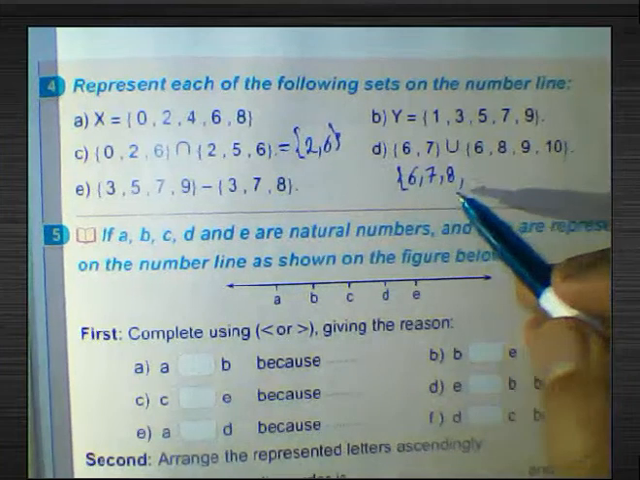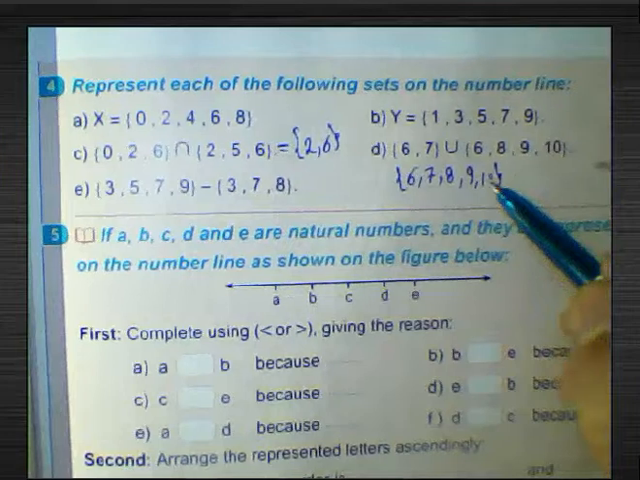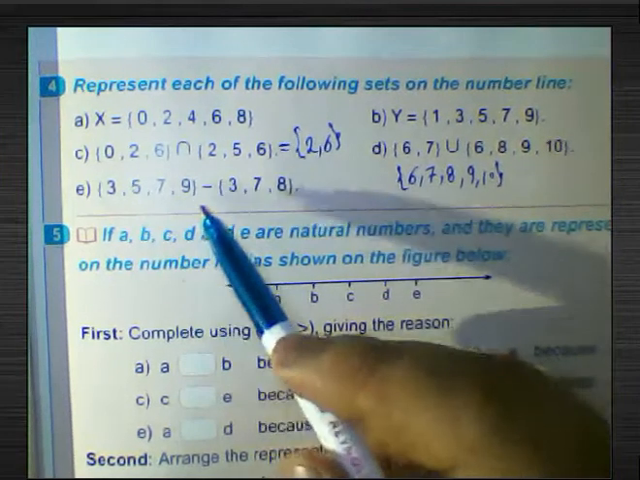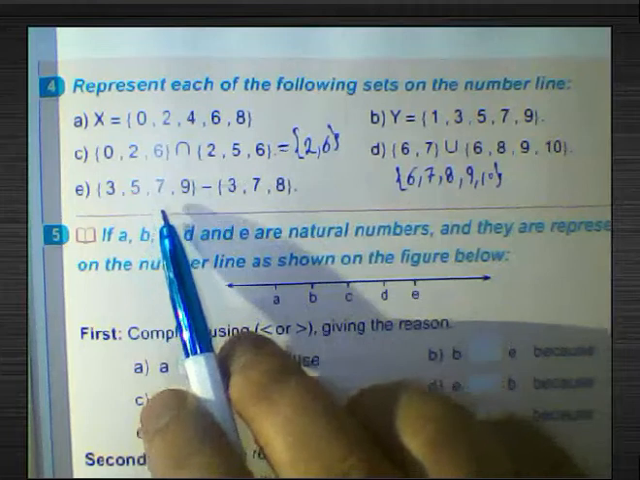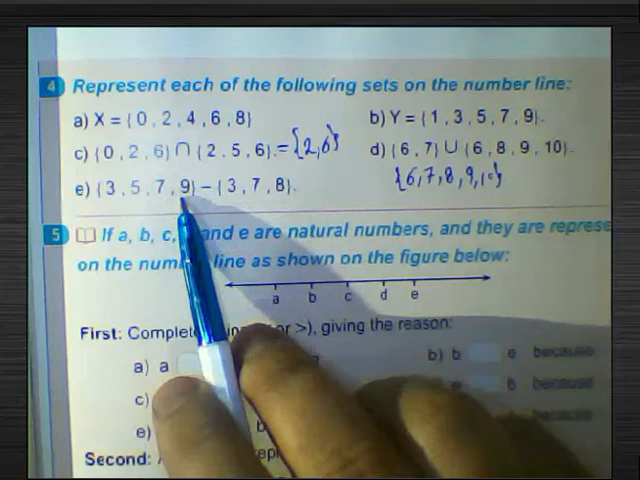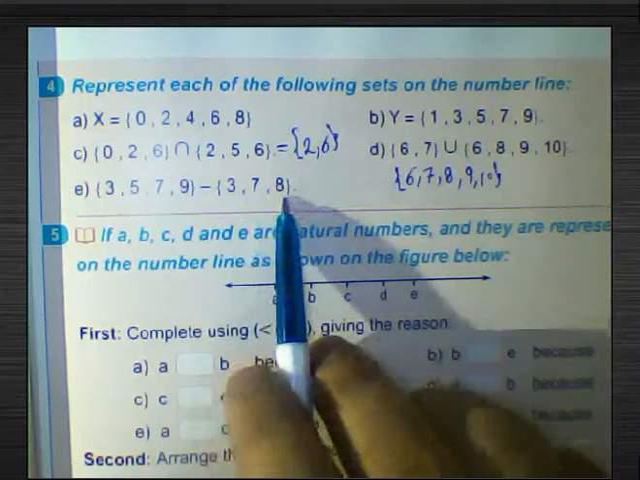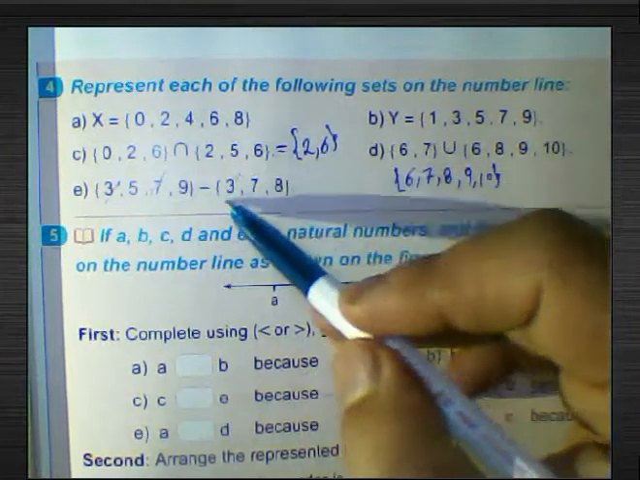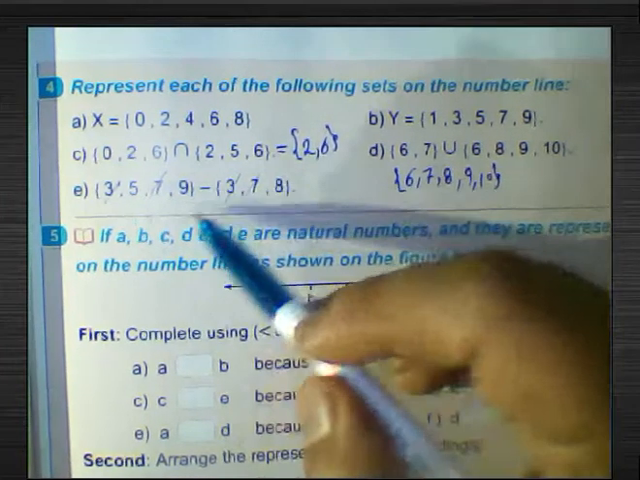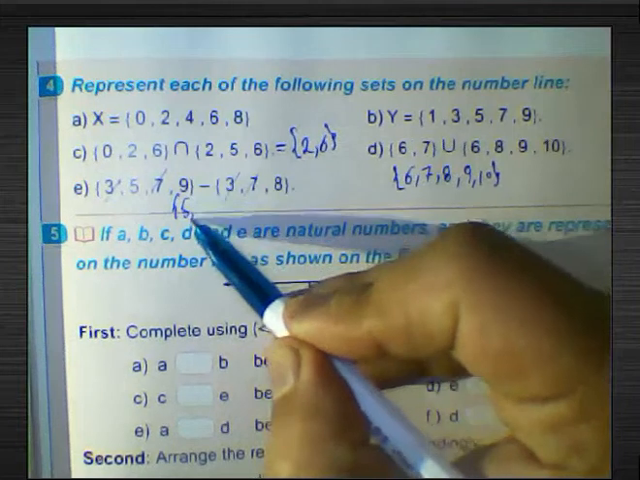6, 7, 8, 9, 10. 3, 5, 7, 9. The difference between the two sets will be 9 and 5, because we have 3 and 7 here. We can cancel 3 and 7 from this set, so the result will be 5 and 9.